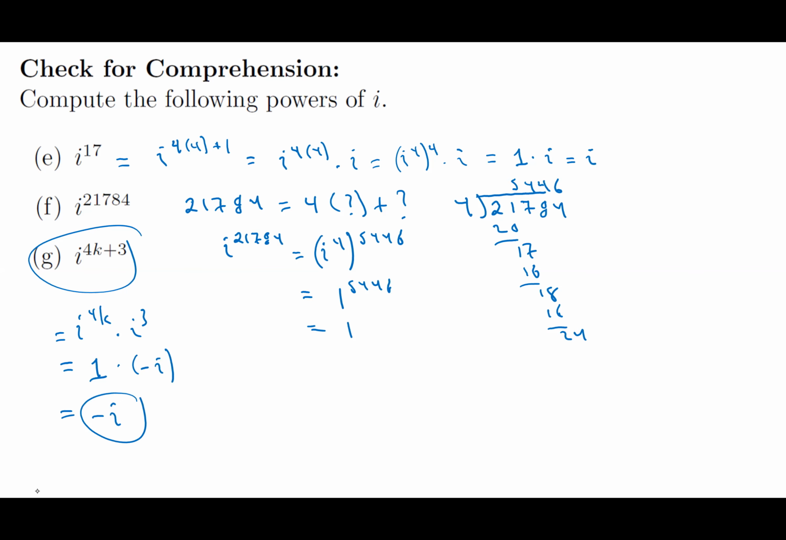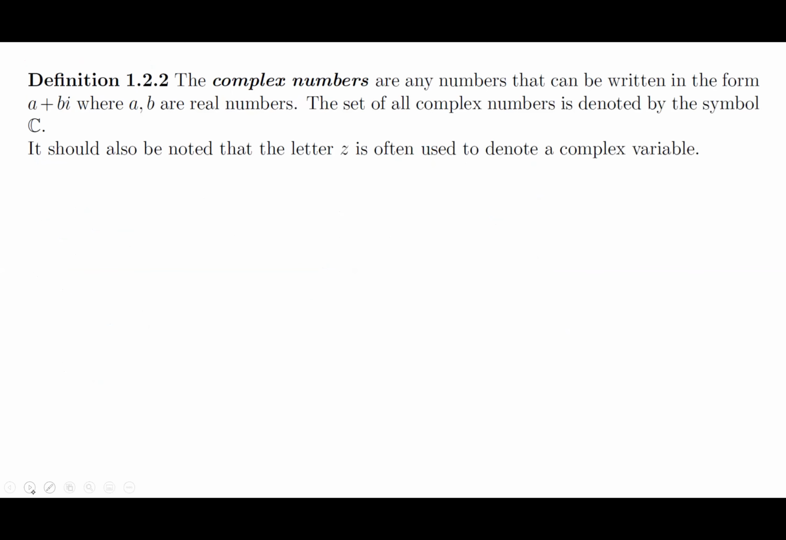All right. We're now ready to talk about the complex numbers. They are any numbers that can be written in the form a plus bi, where a and b are real numbers. The set of all complex numbers is denoted by the symbol C, that fancy C, just like all our other sets. Much like x is often used to denote a real variable, z is often used to denote a complex variable. Okay, it's just kind of a convention.